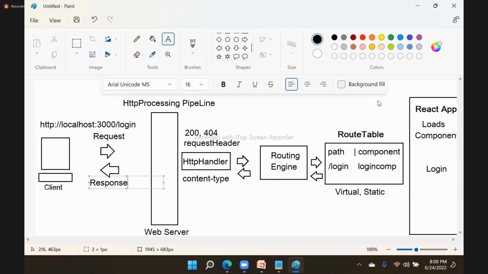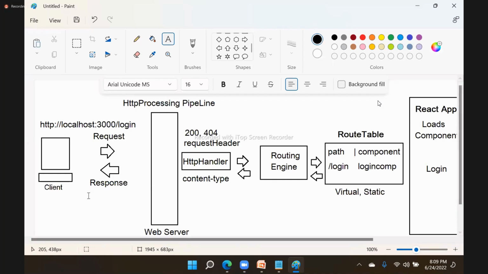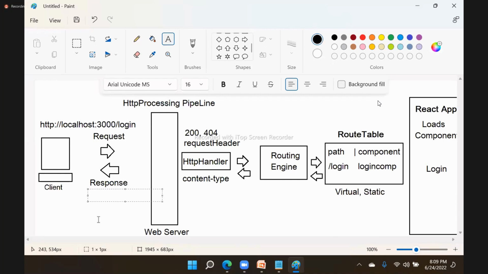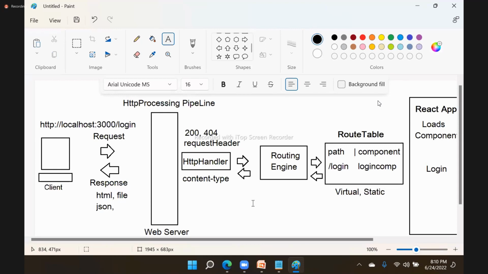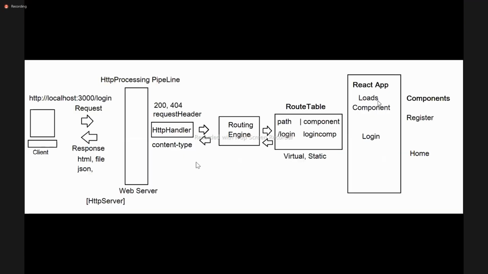And as I already told, I hope you already know, a response can be an HTML response, a file response, or a JSON response. Response can be of various types. It's not always HTML. Response can be anything. So this is the basic high level of how it works.